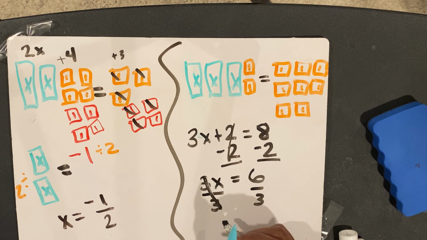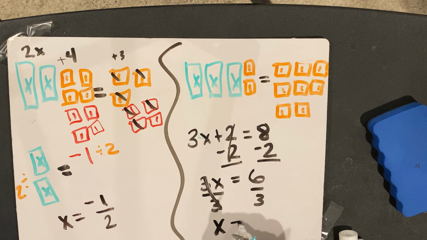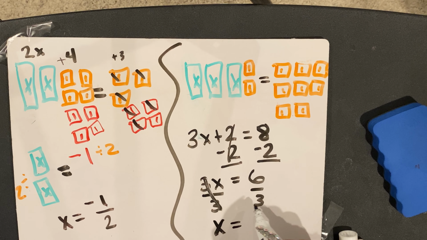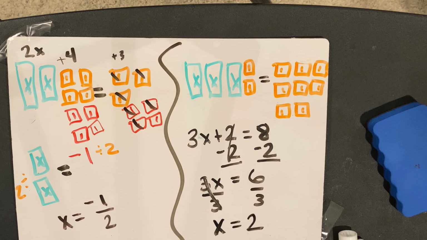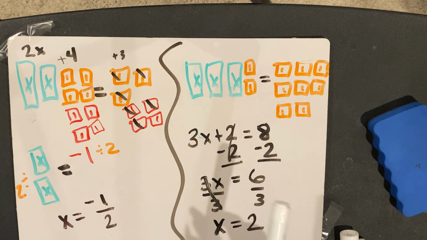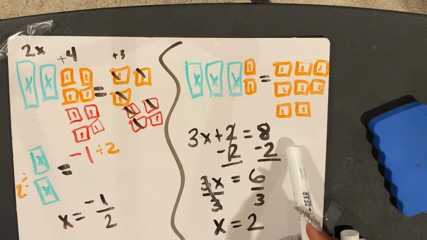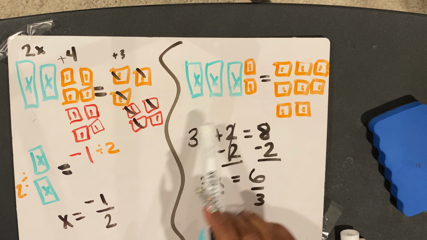So 3 divided by 3 is just 1x equals, and then 6 divided by 3 gives me 2. Now I could have done it this way. I could have continued the model this way. But as 8th graders, future 8th graders, this is not what we expect to see. We expect to see this.